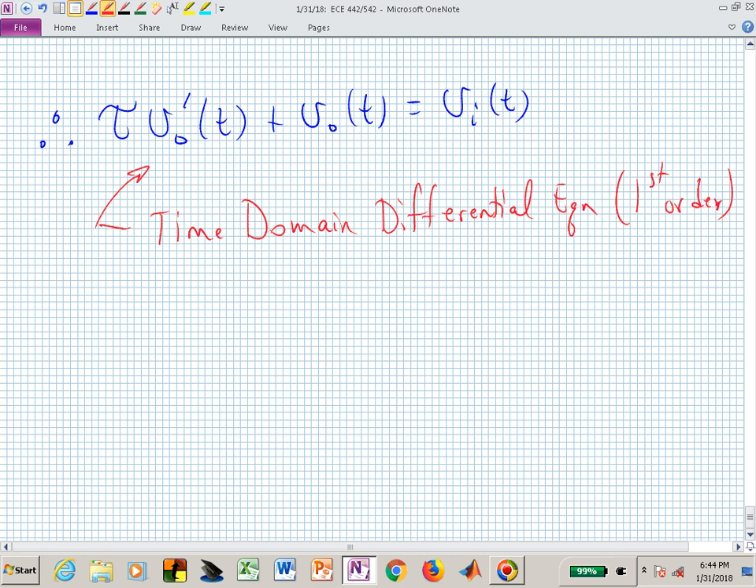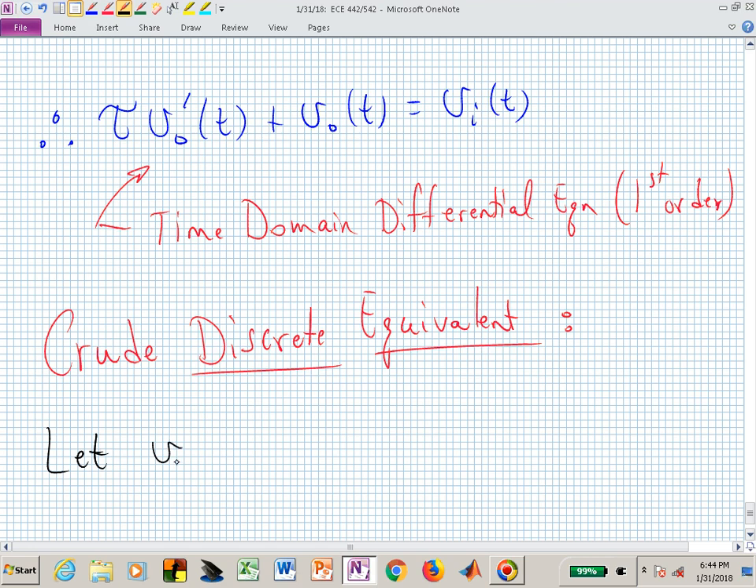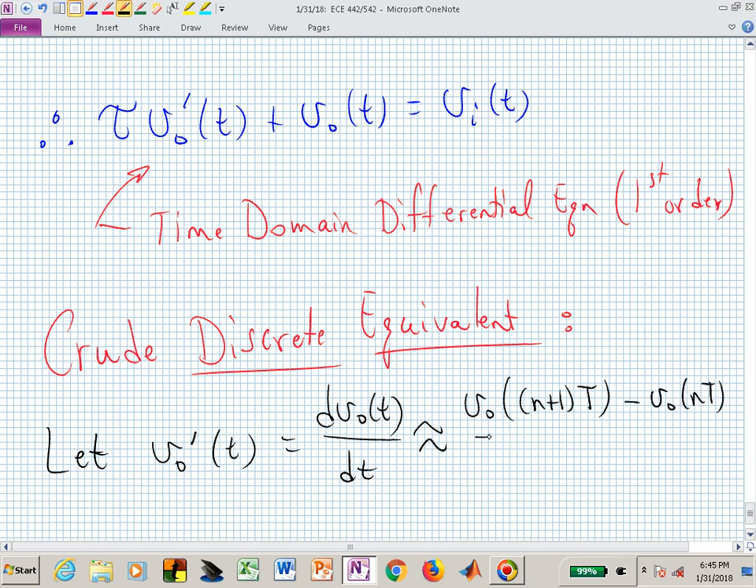And we'll do it here very crudely, but in later parts of the semester, we'll look at all sorts of different ways to find what we call discrete equivalence. Here, a crude discrete equivalent is what we're going to do. We're going to let this derivative v sub o prime, which is dv naught of t dt, we're going to approximate as v naught of (n plus 1) capital T minus v naught of nT. There's a small change in our output voltage divided by a consistent small change in the time.